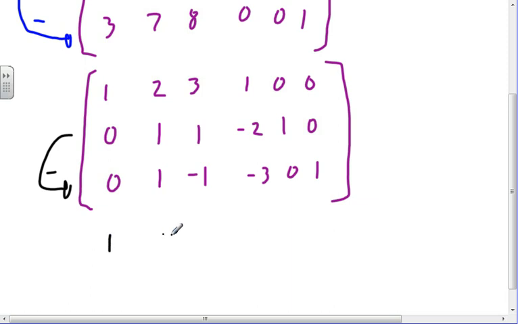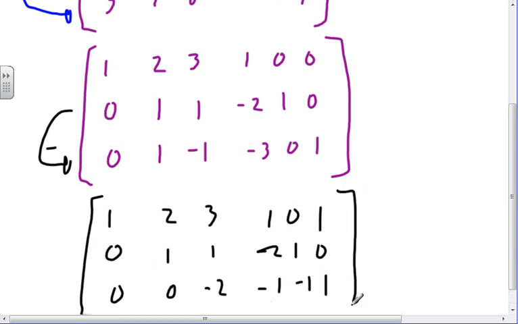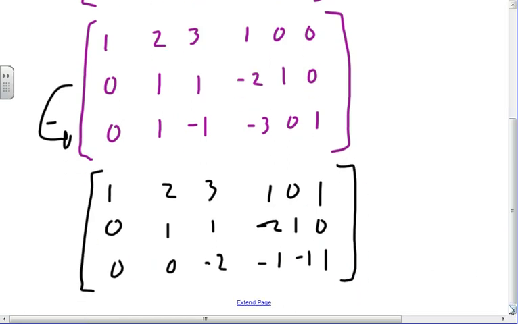Okay, so I write 1, 2, 3, 1, 0, 1. I'm not changing it. 0, 1, 1, minus 2, 1, 0. I'm not changing that. And I'm subtracting 0, 0, minus 2, minus 1, minus 1, 1. Okay, so that looks nice.